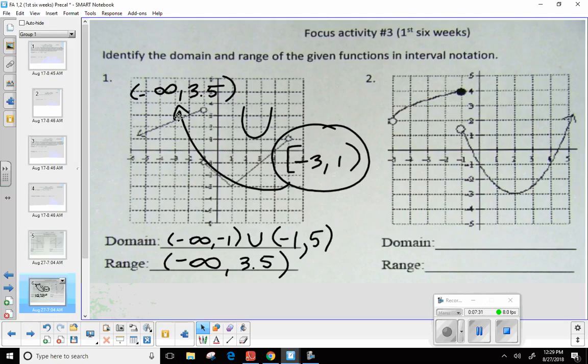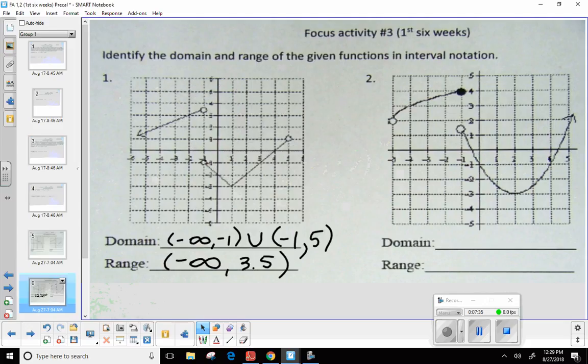All right. Let's try this second one. Okay, so number 2. Would you like to try this one on your own? Maybe I were to give you a minute. See if you can write down the domain and range. Okay. All right, try that. Let me give you 1 minute.